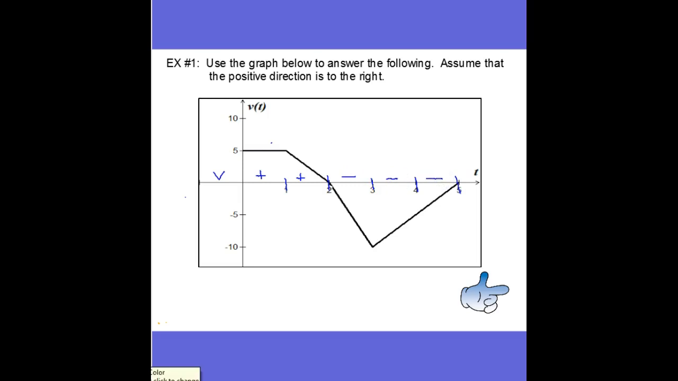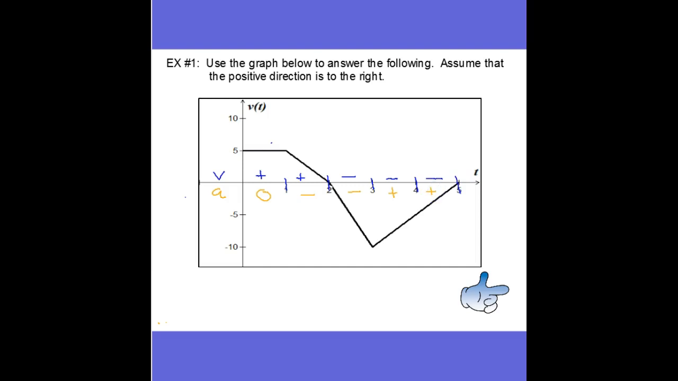Now, the next thing that I want to do is think about what's going on with the acceleration. Remember that what I'm going to be looking at here is the slope of the line. And again, I'm interested in when is it positive and when is it negative. On this first interval from 0 to 1, I actually have a 0 slope, so it's neither positive nor negative. But between 1 and 2, I have a negative slope or negative acceleration. Between 2 and 3, we again have a negative slope or negative acceleration. But then beginning at 3, we have a positive slope, and that continues to the interval between 4 and 5.